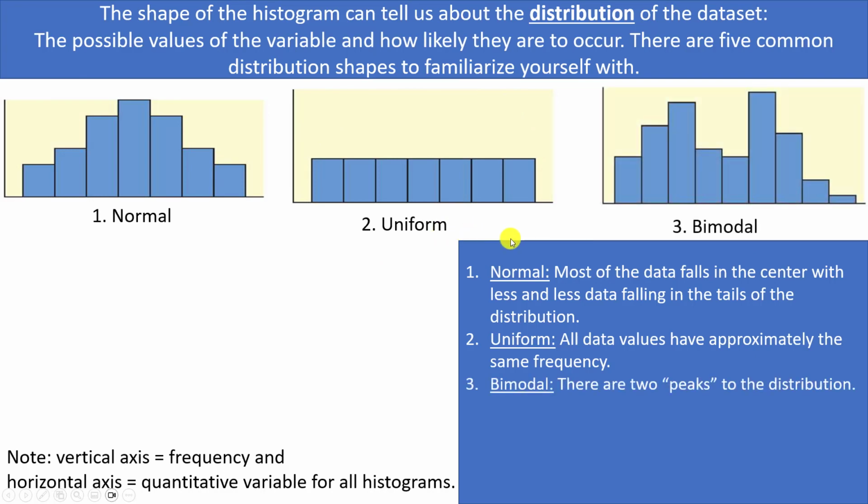Thirdly, we have what is called the bimodal distribution. Bimodal. Bi meaning two, and modal meaning like high point, right? So we kind of have two high points to the distribution, or two peaks to the distribution, right? So if we had test scores that followed a bimodal distribution, then we would have a lot of lower values for our test scores and a lot of higher values for our test scores.